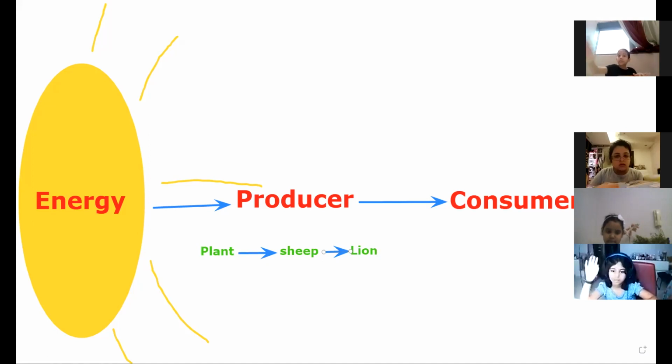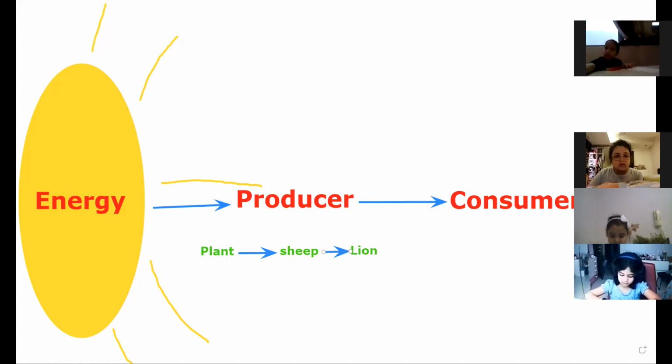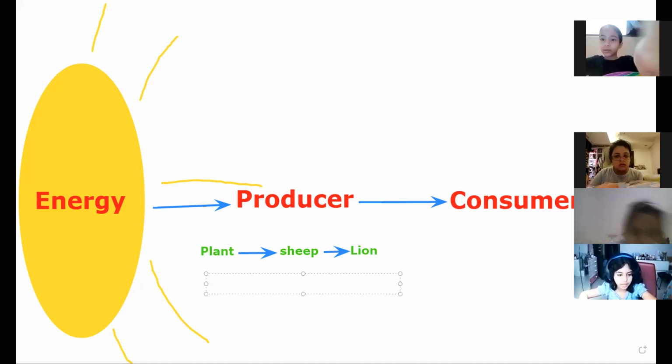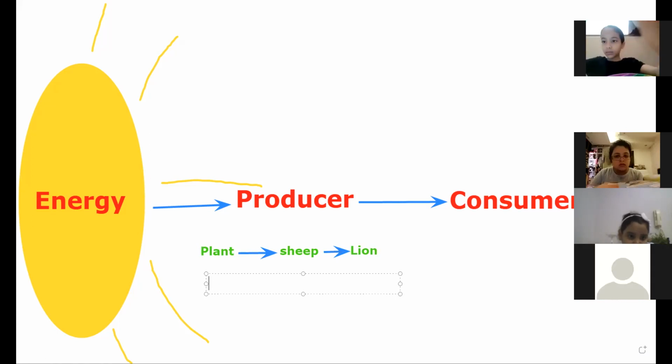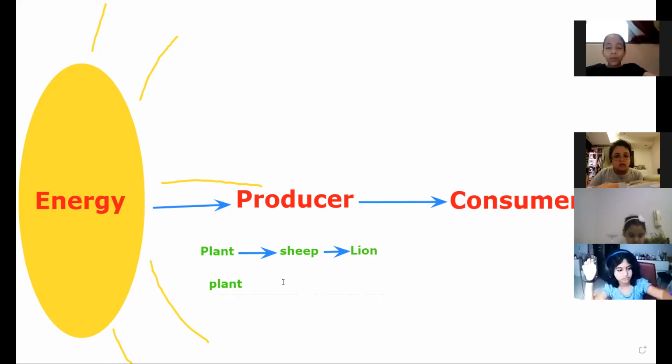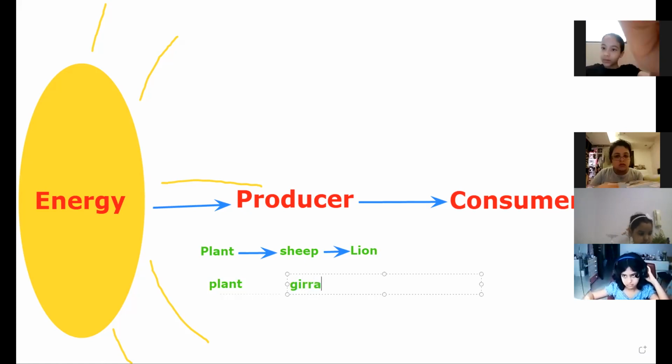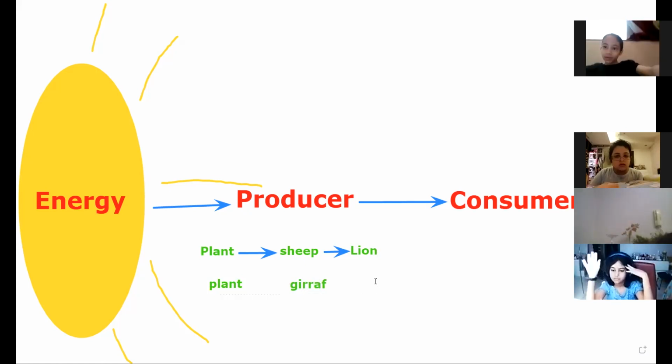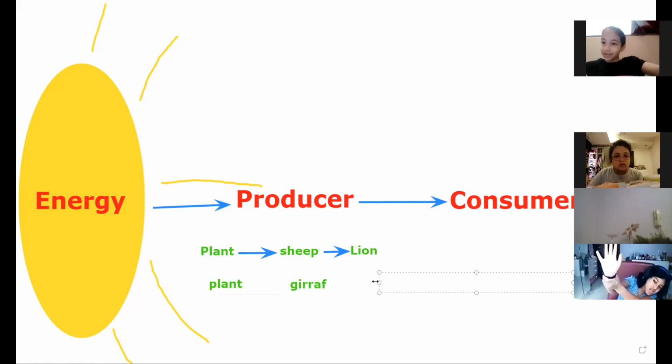I was going to say that who will eat the sheep is the cheetah. Very good. Okay, can you do a plant, then a giraffe, and then a sheep. Okay, so again, these are 3. I need it to be 4.